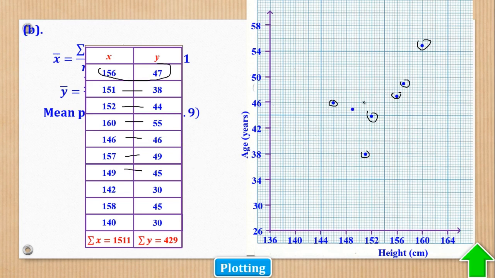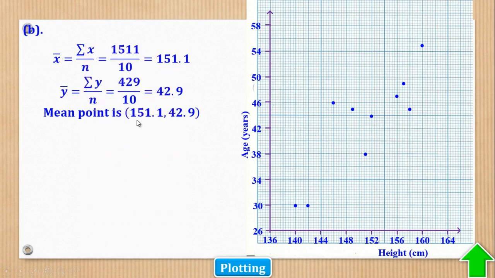149 corresponds to 45, put it there. 142 corresponds to 30, put it there. 158 corresponds to 45, put it there. And lastly, 140 corresponds to 30, put it there. Okay, now we also have to plot the value of the mean point. Mean point 151.1 corresponds to 42.9. So I'll come and put it there.